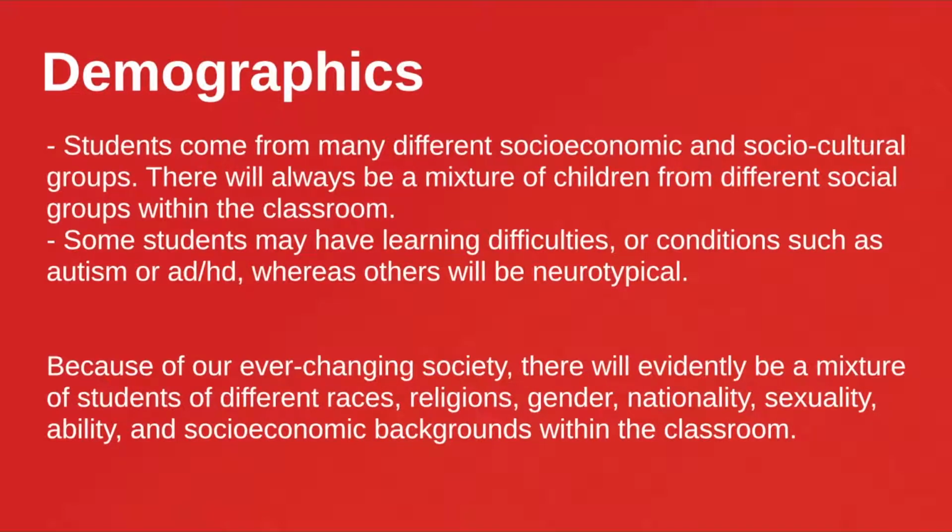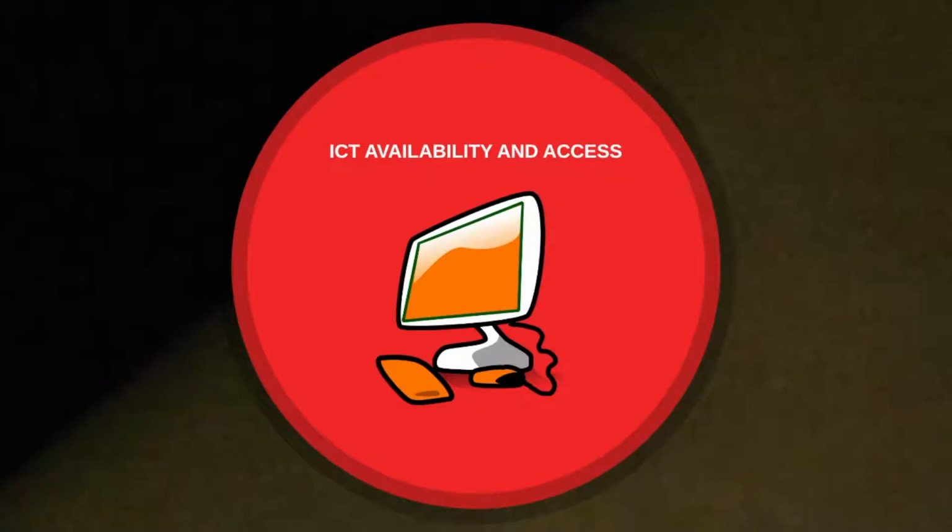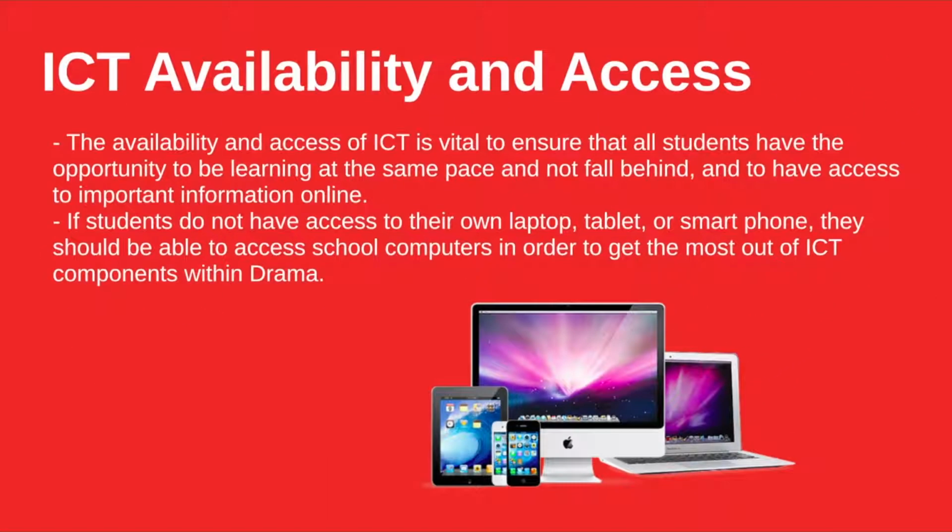Every school should have programs in place to ensure that all students are performing to the best of their ability in any given environment. The ability and access of ICT is vital to ensure that all students have the opportunity to be learning at the same pace and not fall behind, and to have access to important information online. If students do not have access to their own laptop, tablet, or smartphone, they should be able to access school computers in order to get the most out of ICT components within drama. Computers can be found in libraries, computer labs, or sometimes they can even be available for rent from the school's IT department.